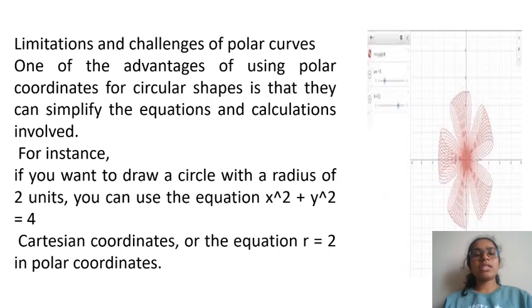Limitations and challenges of polar curves. One of the advantages of using polar coordinates for circular shapes is that they can simplify the equations and the calculations involved. For instance, if you want to draw a circle with a radius of 2 units, you can use the equation x squared plus y squared equals 4 in Cartesian coordinates, or the equation r equals 2 in polar coordinates.